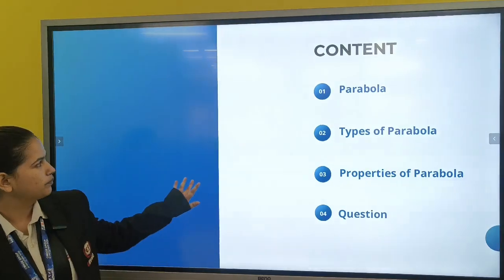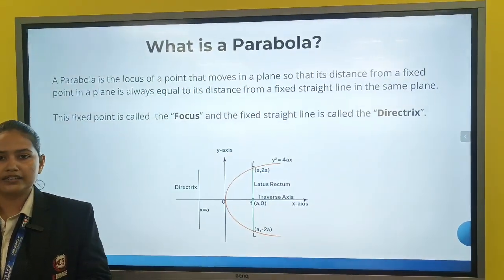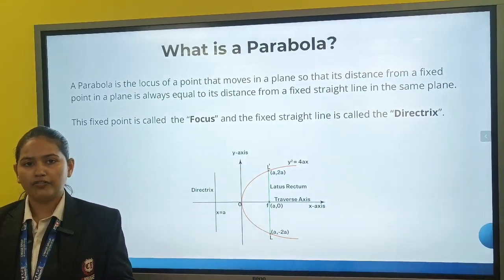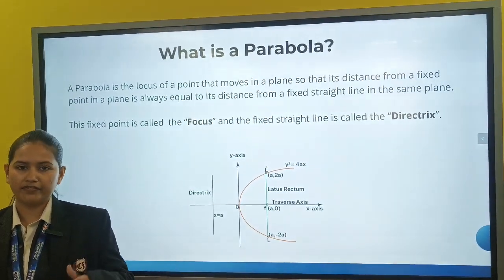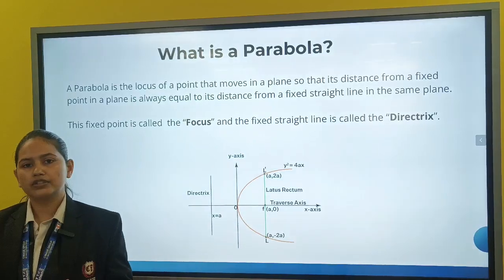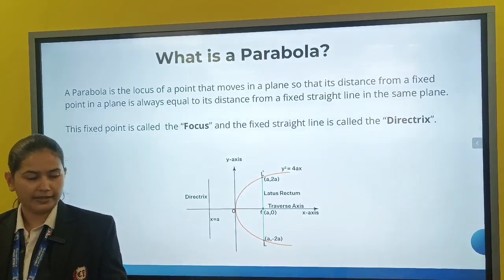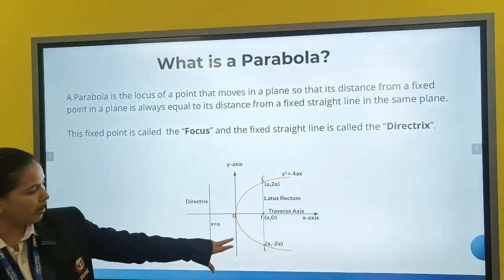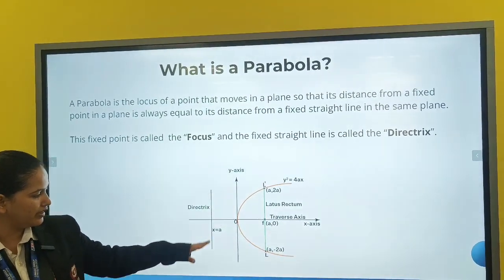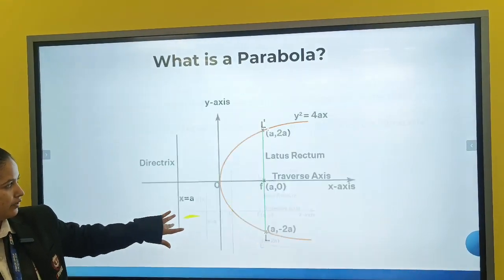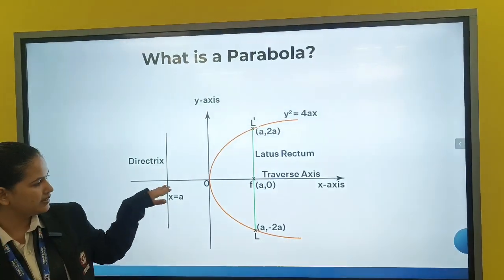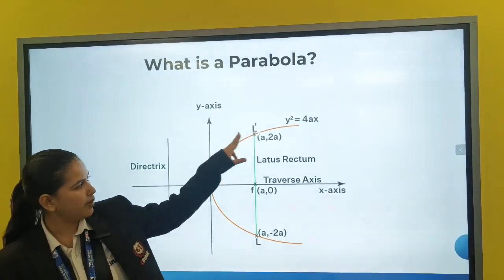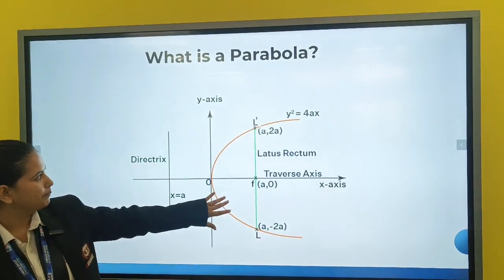of a parabola. A parabola is a locus of a point that moves in a plane so that its distance from a fixed point is equal to its distance from a fixed straight line. The fixed point that we are talking about is the focus, and the fixed straight line that we are talking about is the directrix. This is how it actually looks like, wherein this is the y-axis and this is the x-axis, and this is the parabola that is plotted here.